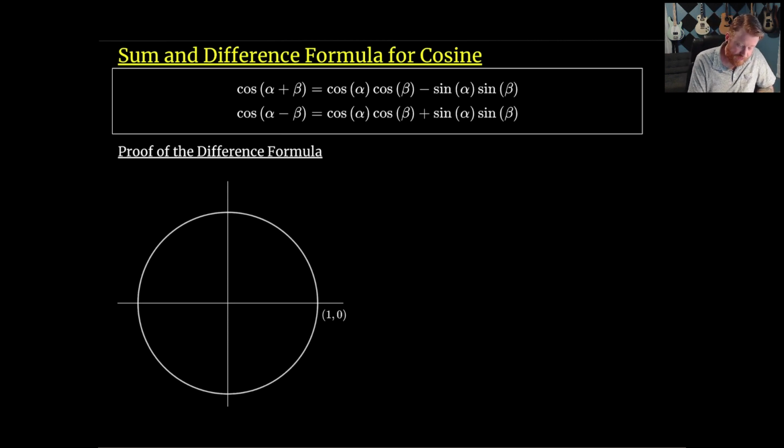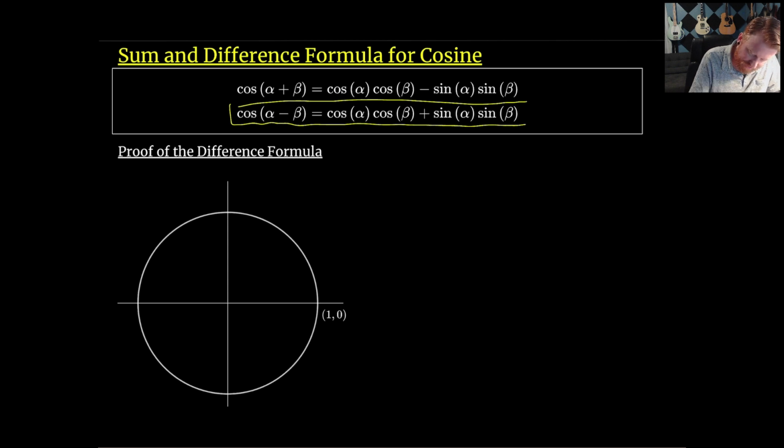But let's prove it, or at least we're going to prove the difference formula here. So the way that we're going to do this is kind of a weird argument. We're going to get some different chords on the unit circle and compare those distances and see that we just happen to get what we claim we are getting here. So we're focusing on this guy here, the cosine of alpha minus beta, and we will show that this is cosine alpha, cosine beta plus sine alpha, sine beta.